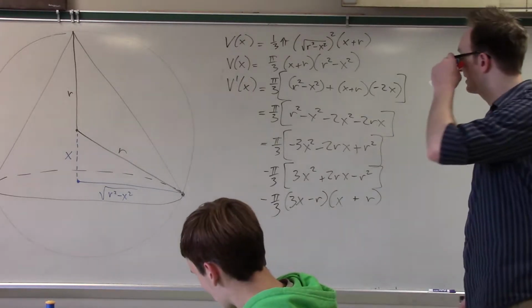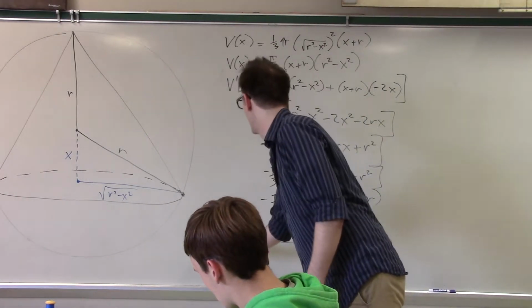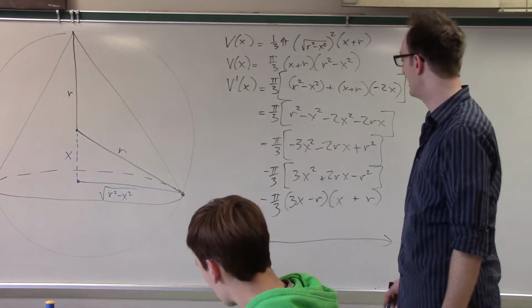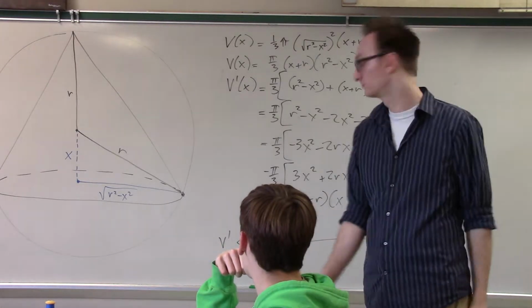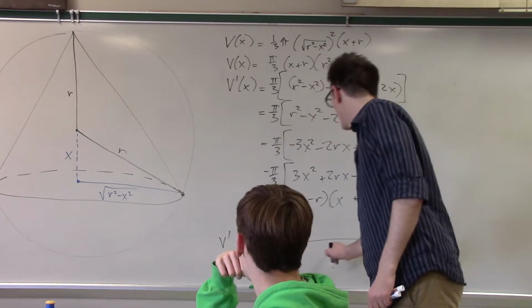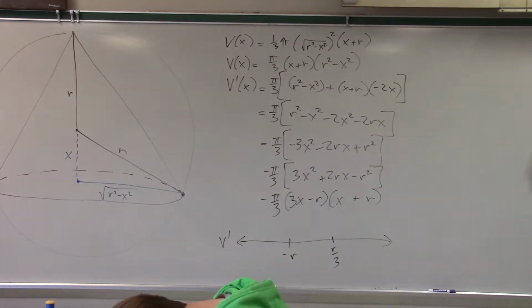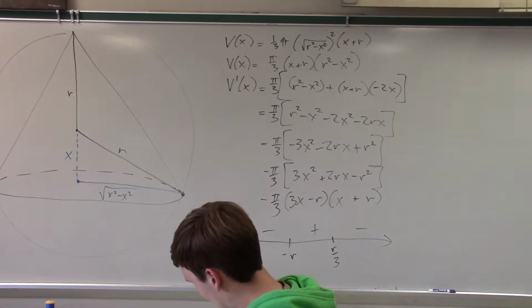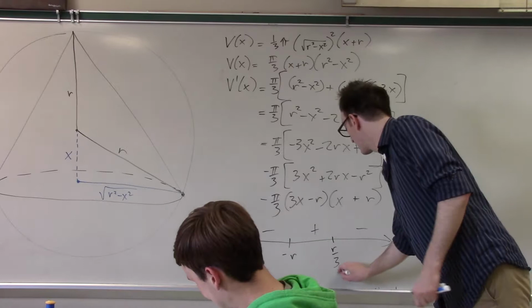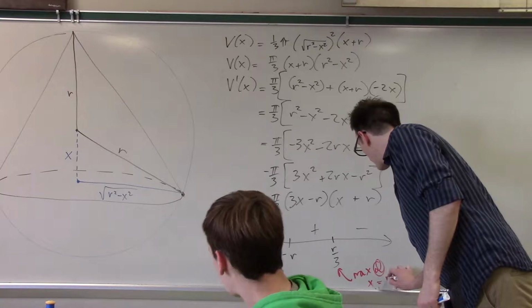So again, even though it doesn't make any sense for r to be negative, I will draw the entire number line because it's just easier to do it that way. So what is v prime? V prime has change of sign at negative r and r over 3. And because of the leading coefficient, it's like an upside down parabola, so it's negative, positive, negative. Thus, where am I having a relative max? R over 3, yeah. So boom, max at x equals r over 3.